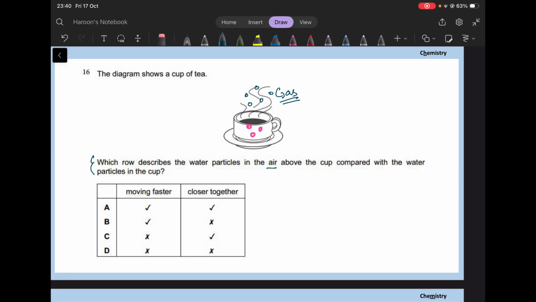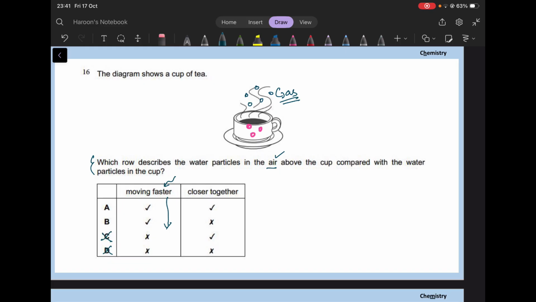So are these gas particles moving faster as compared to the liquid particles? The fastest movement is for gases because they have the highest kinetic energy. Slowest is for solids. So we are talking in terms of the air particles. Are they moving faster? Yes, they are. They should be moving faster because of the highest kinetic energy. So there should be a tick in this particular column, right? Because they are faster. So that way we can cancel out two options C and D.